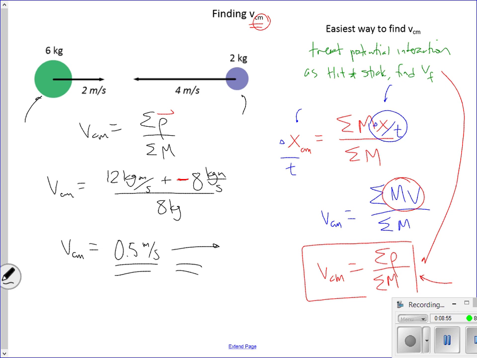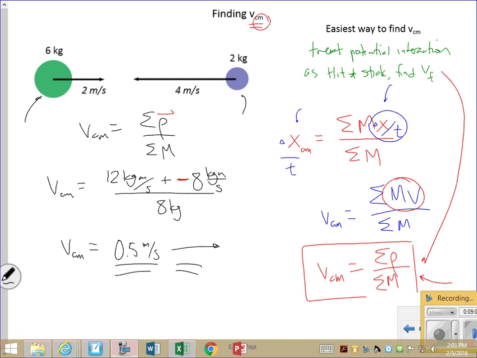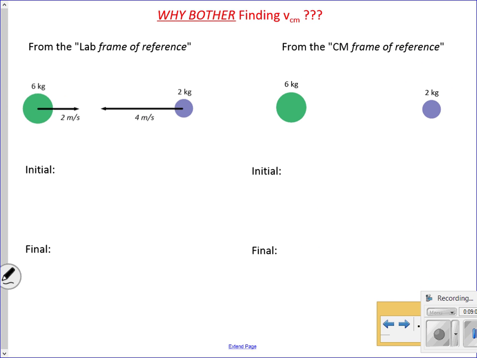All right, so who cares? All well and good, right? But to what end? So why bother? Well, the why bother is because this can tell us what happens in a certain scenario that is hard to analyze otherwise. But what we have to be able to do if we want to handle that scenario, which we'll get to in a minute, is look at this system from different, what are called frames of reference.